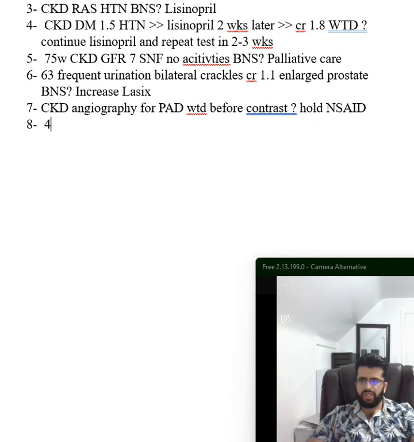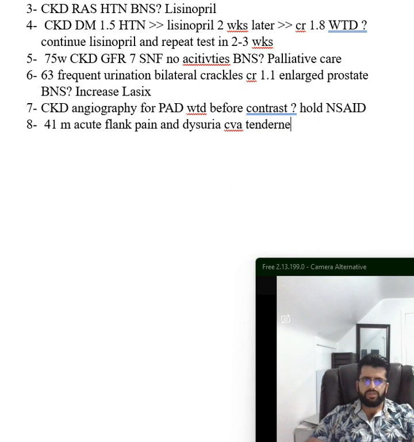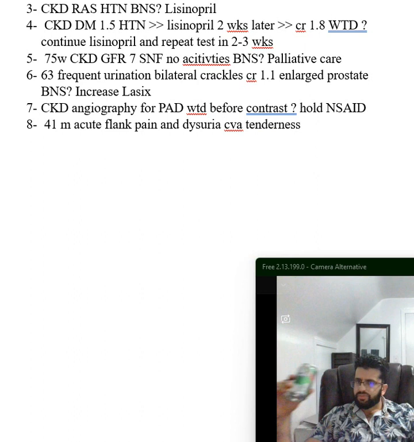All right, now you have a 41-year-old man who came in with acute flank pain and dysuria, okay, and there is CVA tenderness. A urinary catheter is placed and produces 10 ml of urine during 6 hours of observation in the emergency room. What's the best next step for this patient? Severe tenderness.